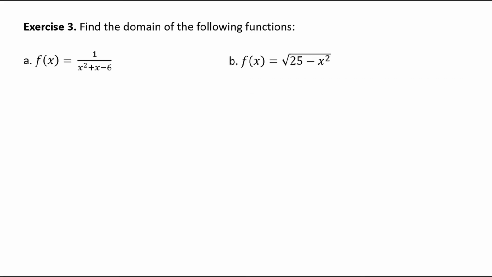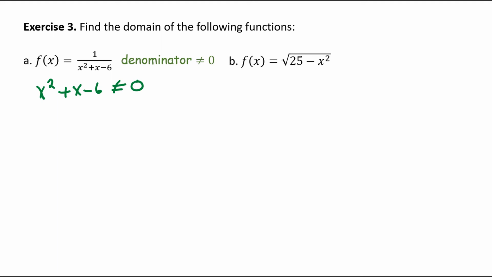Exercise 3. Find the domain of the following functions. A. F of x equals 1 divided by the quantity x squared plus x minus 6. At first glance, we see that this f of x is a rational function, and we have variables in the denominator. The domain restriction is the denominator cannot equal 0. So we will solve the denominator expression x squared plus x minus 6 not equal to 0.